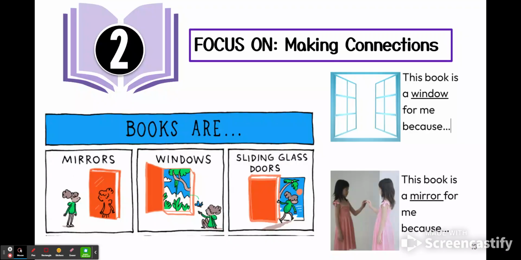The other way to look at books that we saw back here, that we're not going to go into much detail, is thinking of books as a sliding glass door. And that's almost like reading a book that takes us to a faraway place and uses our imagination. So it's not exactly a mirror or a window. It's almost like a door to another world.